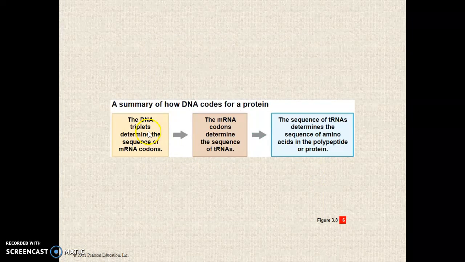Here's a summary. The DNA triplets determine the sequence of messenger RNA codons. The messenger RNA codons determine the sequence of transfer RNAs. And the sequence of transfer RNAs determines the sequence of amino acids in the polypeptide protein.